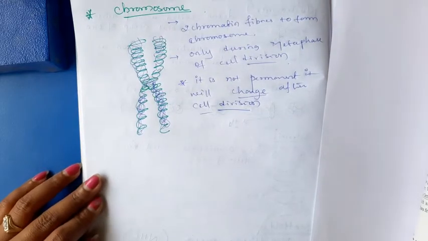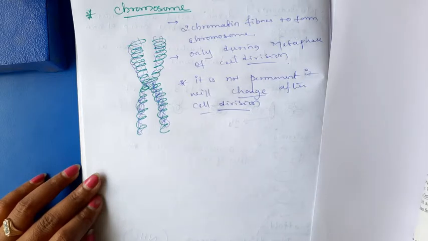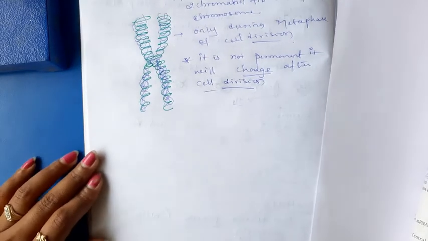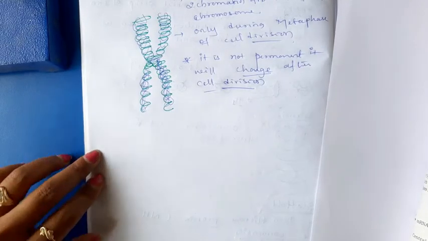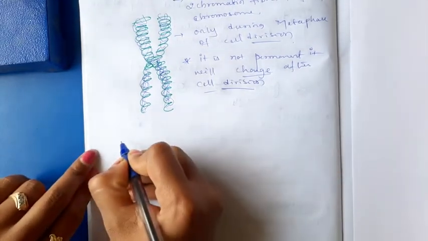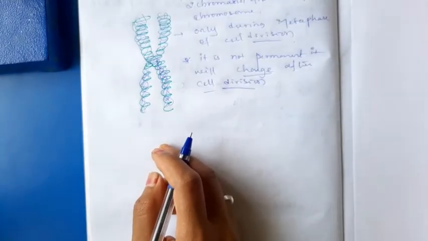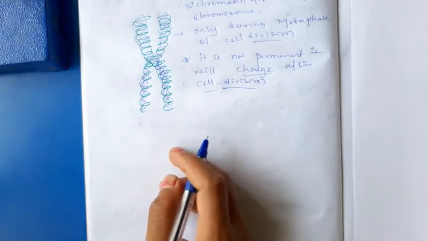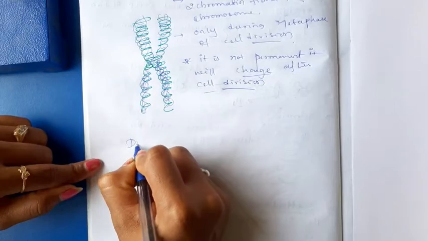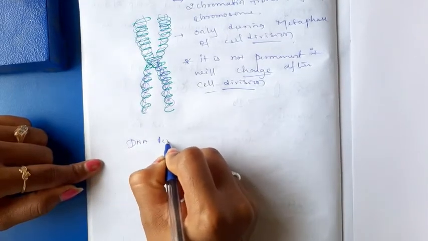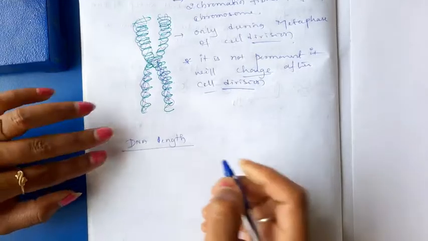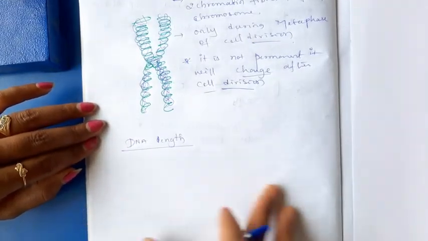In your NCERT book they have given how they calculate the length of DNA by taking the amount of DNA with the distance between base pairs. I will explain how they do it here. If you consider any organism's DNA length, to find the length of a DNA, there is one formula. It is not given in your NCERT book.